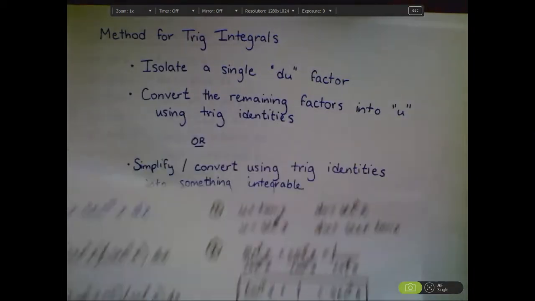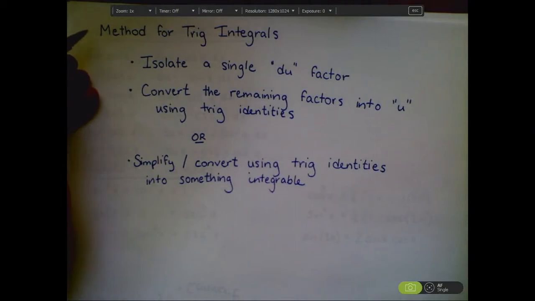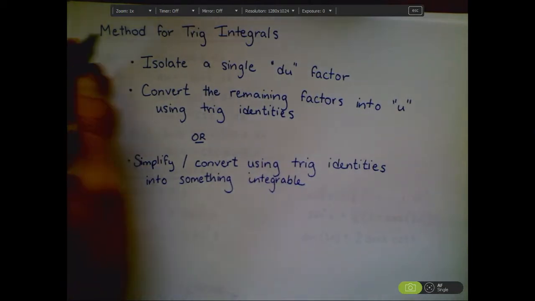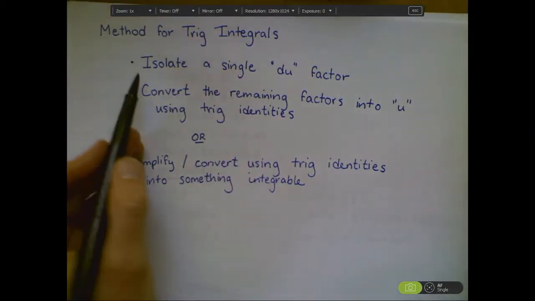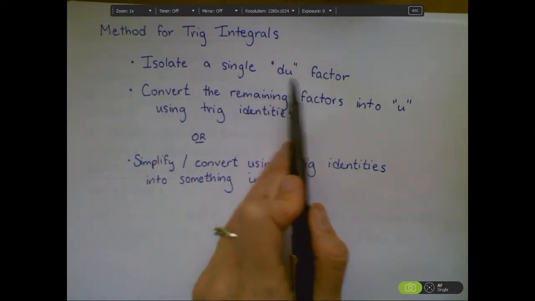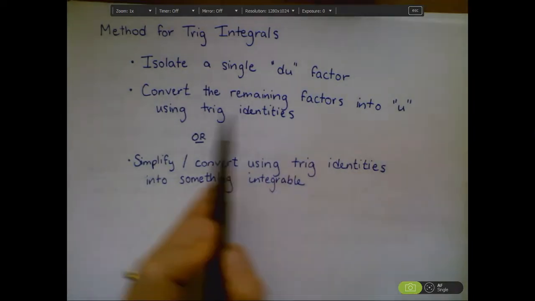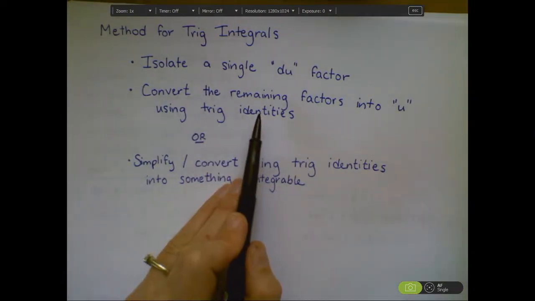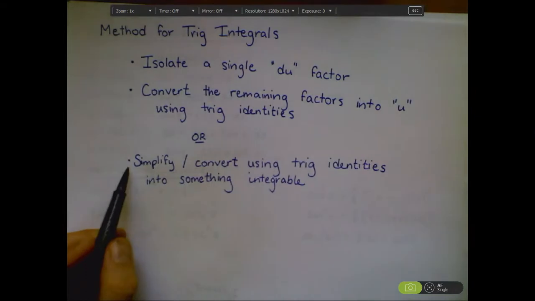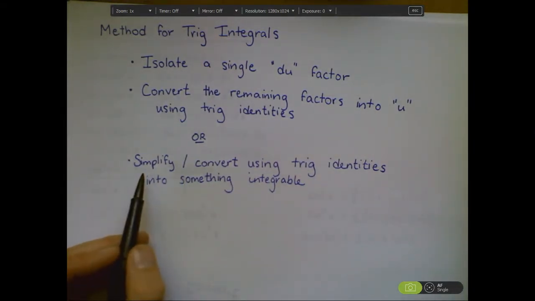So let's summarize some of the things that we just talked about. How do we go about solving these trig integrals? If I have some integral and it has a bunch of messy trig stuff in it, what do we do? We want to isolate a single du factor and then convert the rest of the factors into u's using trig identities. So that's one method. Or sometimes you just need to simplify what's going on. So you might want to break up tangent into sine over cosine, for example.